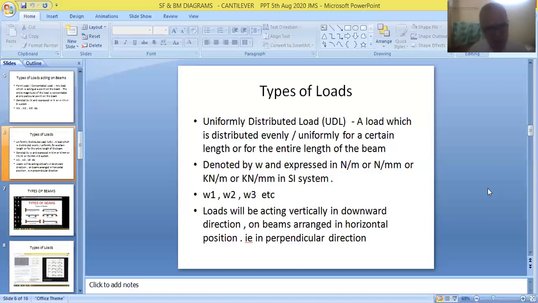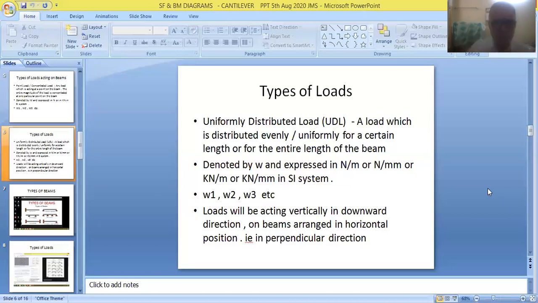So the first one is called a UDL, and the second one, which is acting for a portion of the beam, is also referred to as a UDL. Any load which is distributed evenly or uniformly should be called a UDL. So friends, this is the difference between point loads and UDLs.